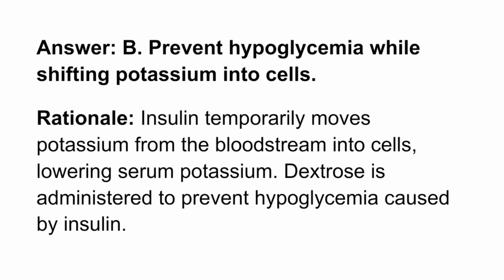Answer: B. Prevent hypoglycemia while shifting potassium into cells. Rationale: insulin temporarily moves potassium from the bloodstream into cells, lowering serum potassium. Dextrose is administered to prevent hypoglycemia caused by insulin.